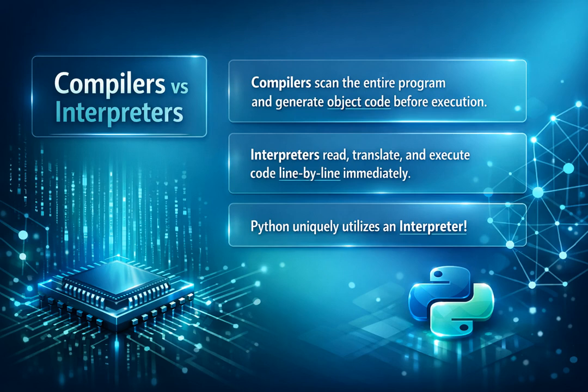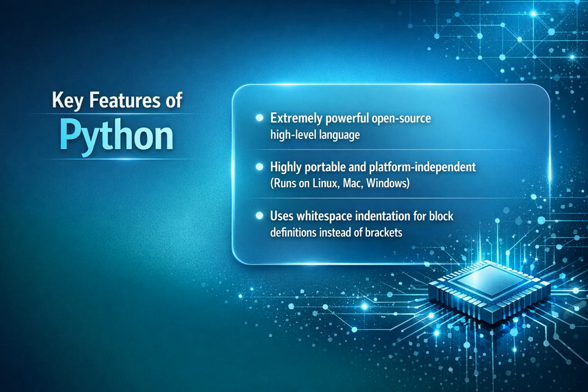A compiler translates the entire program at once before running it, while an interpreter translates and executes one statement at a time. Python uses an interpreter, so errors are caught immediately line by line. Python has several powerful features. It is free and open source, highly portable across Windows, Mac, and Linux, and easy to learn due to its clean, readable syntax. Python is also case-sensitive, so the words Number and number are treated as completely different identifiers.